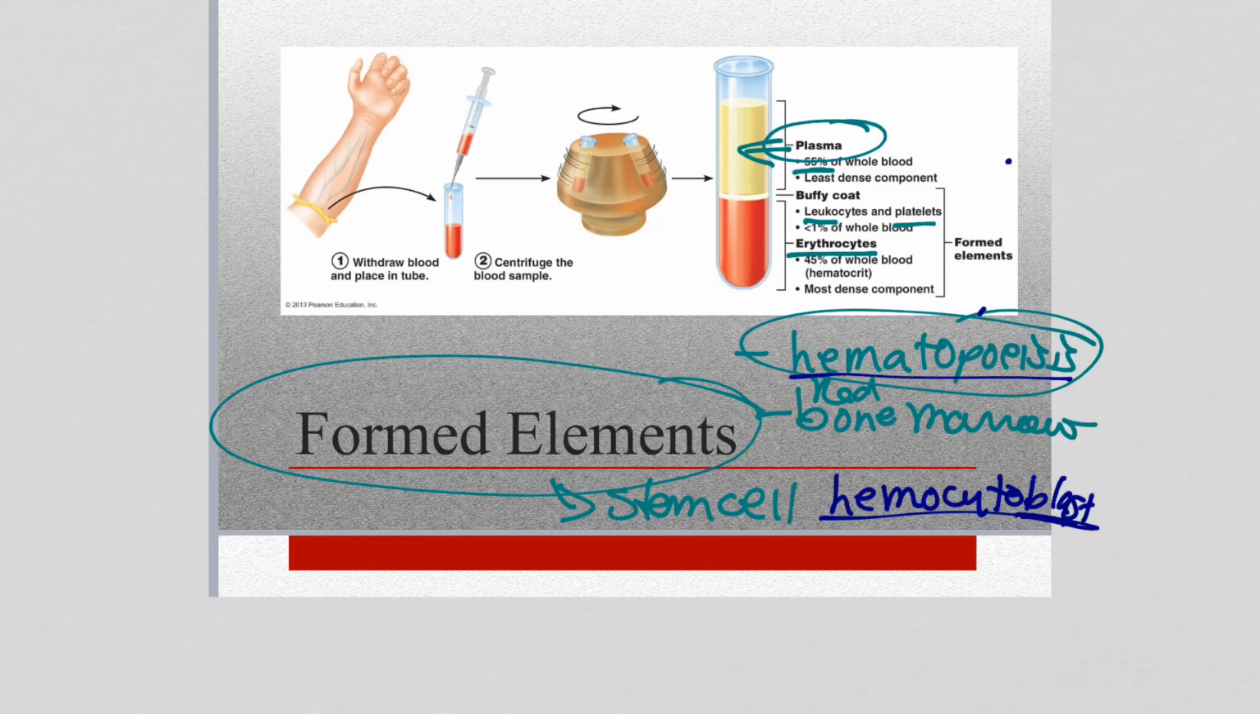So we'll take a look at the different subcategories of hematopoiesis. You have erythropoiesis, which is red blood cell production, leukopoiesis, which is white blood cell production, and then thrombopoiesis, which is platelet production. And we'll take a look at those in other videos.